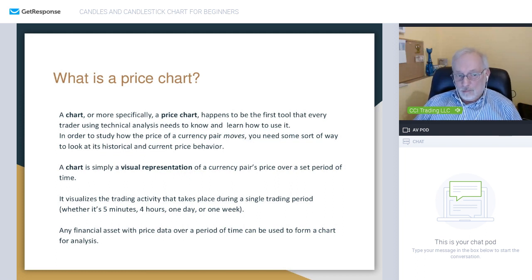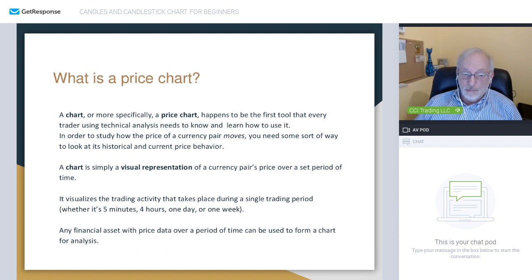In order to study how the price of the currency pair or the commodity moves, you need some sort of a way to look at its historical and current price behavior. So you need to know the history and what's happening now, and to know it, you have to have a chart. A chart simply is a visual representation of a currency pair's price over a period of time. It visualizes the trading activity that takes place during a single trading period.